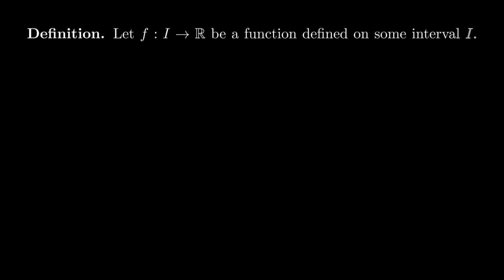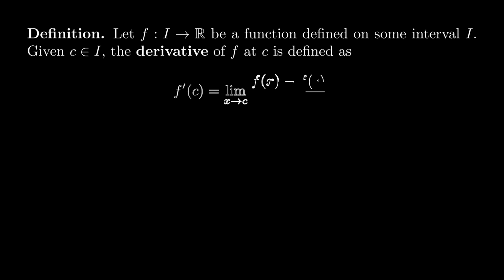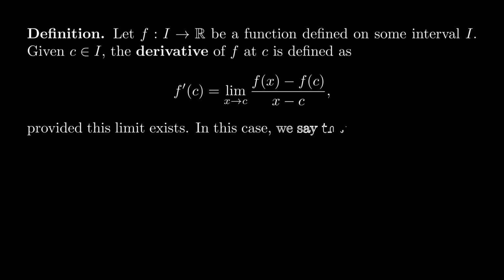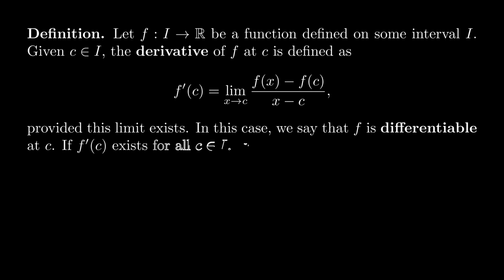So let's write out this definition. Let f from I to R be a function defined on some interval I. Given c in I, the derivative of f at c is defined by f prime of c equals the limit as x approaches c of f of x minus f of c over x minus c, provided this limit exists. In this case, we say that f is differentiable at c. If f prime at c exists for all points c in I, we say that f is differentiable on I.